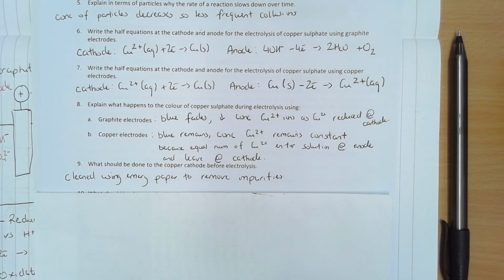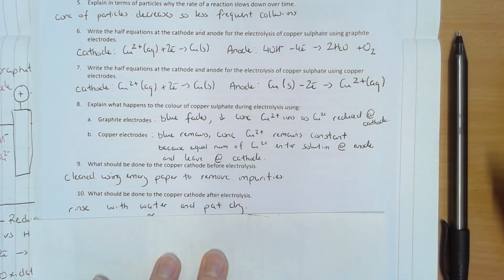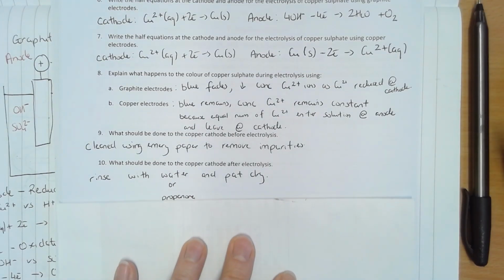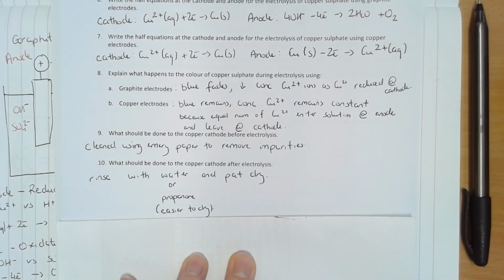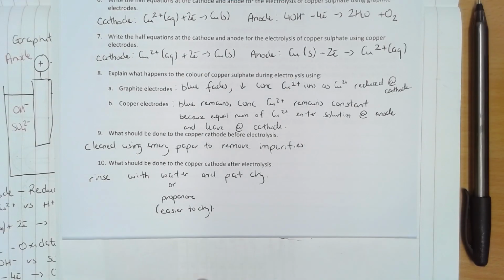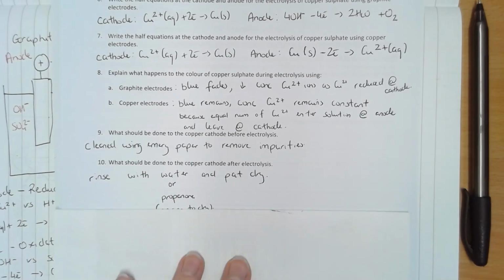In question 9, what do you do before electrolysis? You clean them using emery paper, and you're doing that to remove impurities, and then after you're going to very gently rinse them with water and pat them dry. You could also use propanone. It is easier to dry because it's got a low boiling point. Alright, that's that.